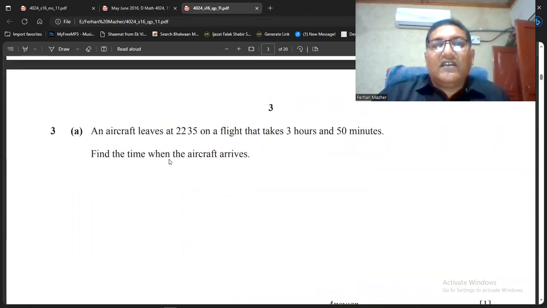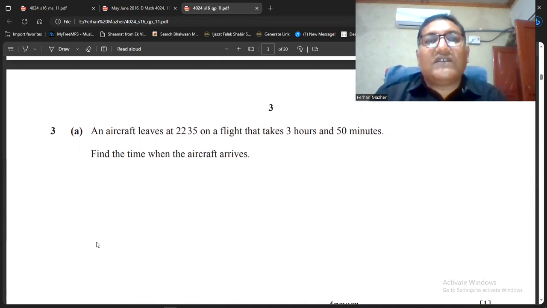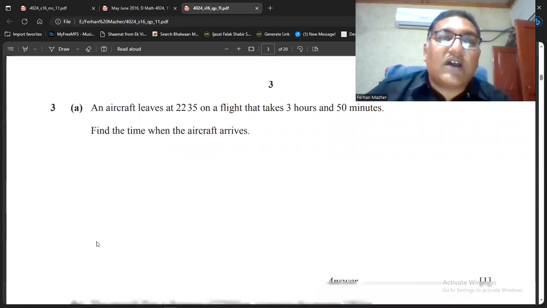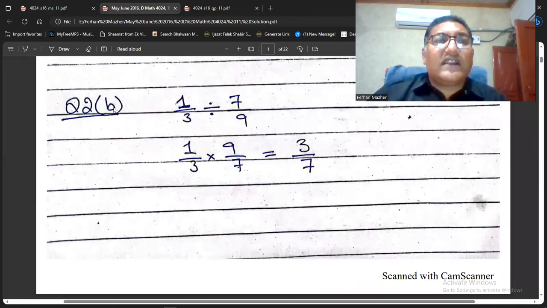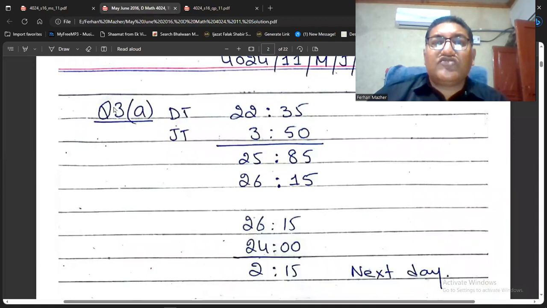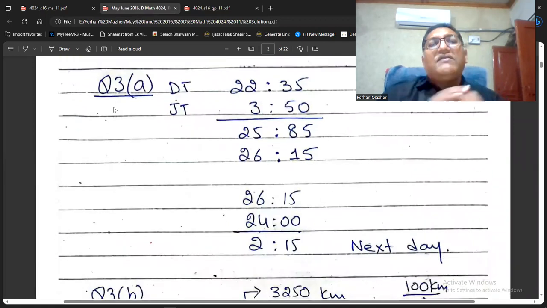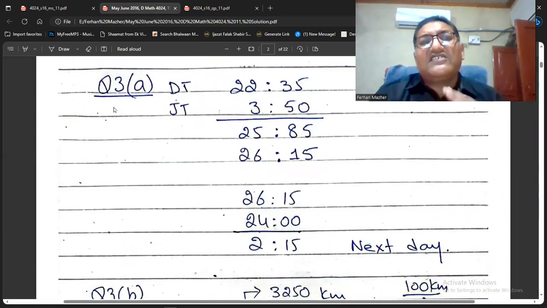And they say, an aircraft leaves at 22:35 on a flight that takes 3 hours and 50 minutes. Find the time when the aircraft arrives. It's a 1-mark question. The journey time is given as 3 hours 50 minutes. The departure time is given as 22:35. So we can find out the arrival time. The arrival time strategy is very simple. The arrival time is departure time plus the journey time.